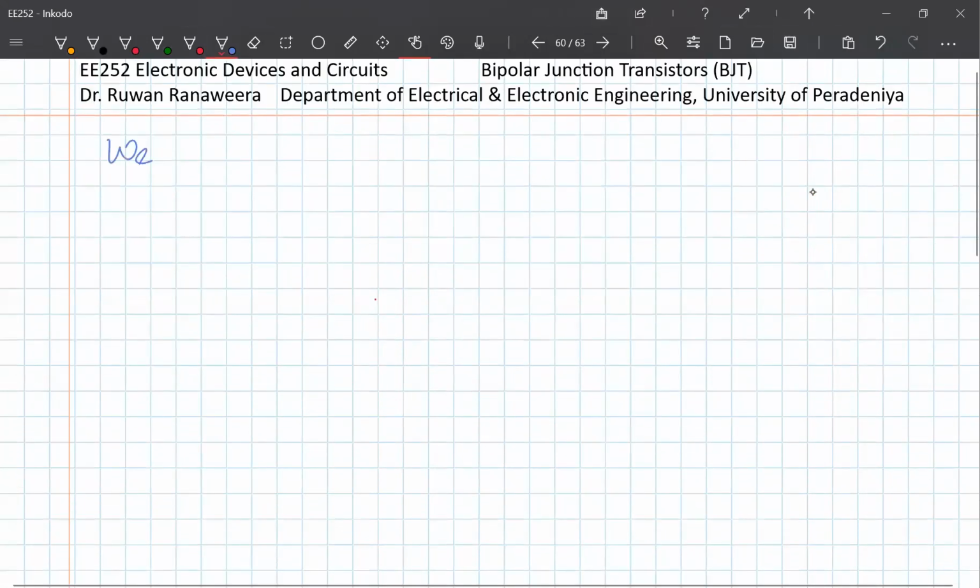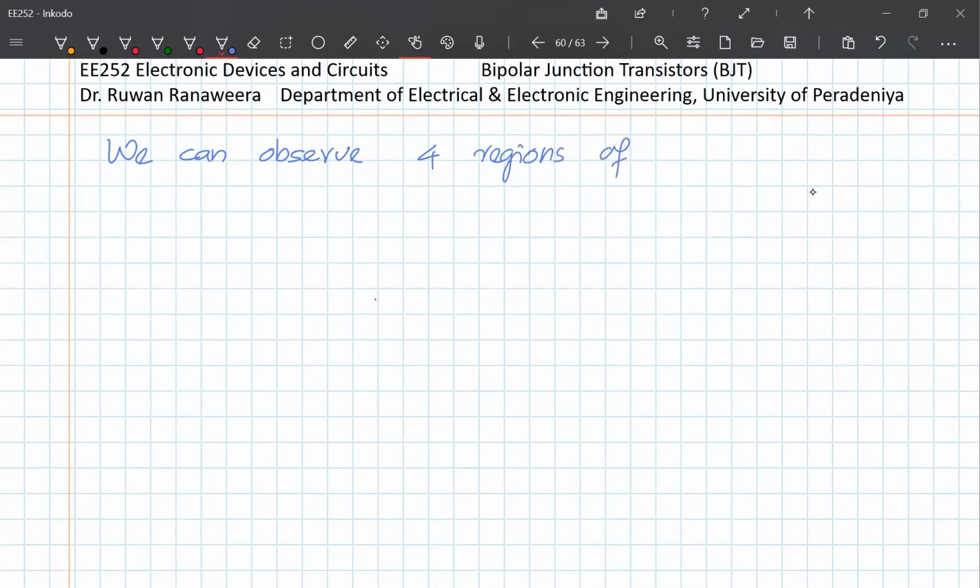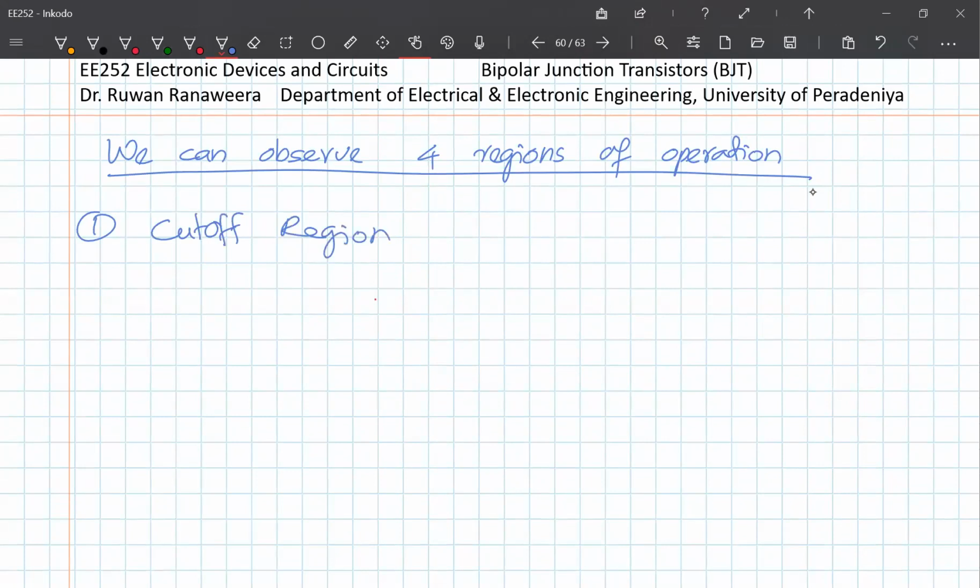We can observe 4 regions of operation. One, cutoff region, in which IB is almost equal to 0, IC is almost equal to 0, or very small, only the leakage current.